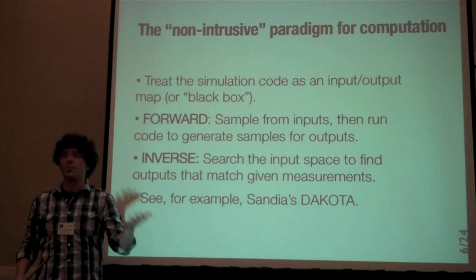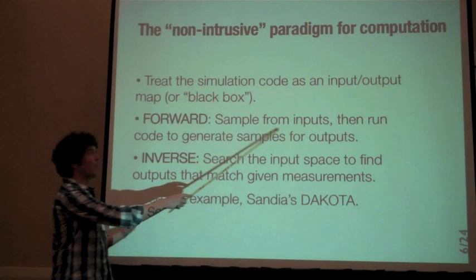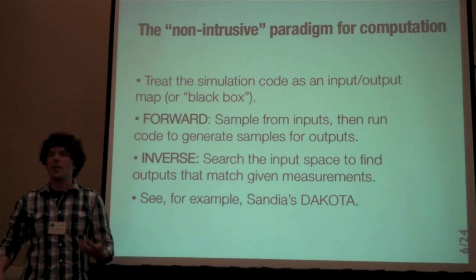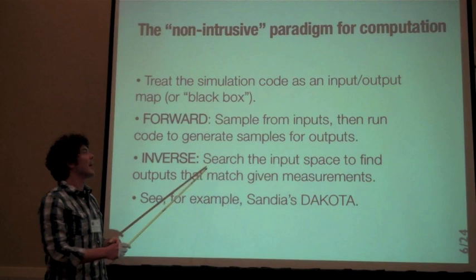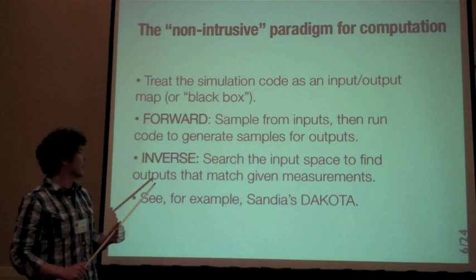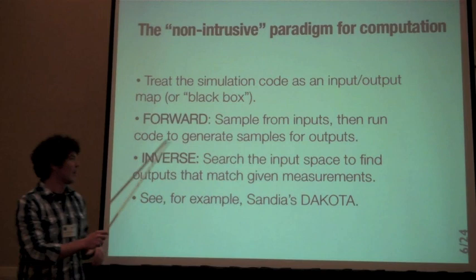And so then, rephrasing this, the forward problem is that we sample from the inputs. We're doing this computationally. We draw samples from the density function of our inputs, and then for each of those samples, we run the code to generate samples for the outputs, and then we have some statistical characterization from those samples. And the inverse problem may be stated as, we search through that input space to find the outputs, or maybe some statistical characterization, that match the given measurements. So if we have some measurements, then we twiddle the inputs, basically, to get our outputs close to the given measurements. And for example, this could be like Sandia's Dakota framework.